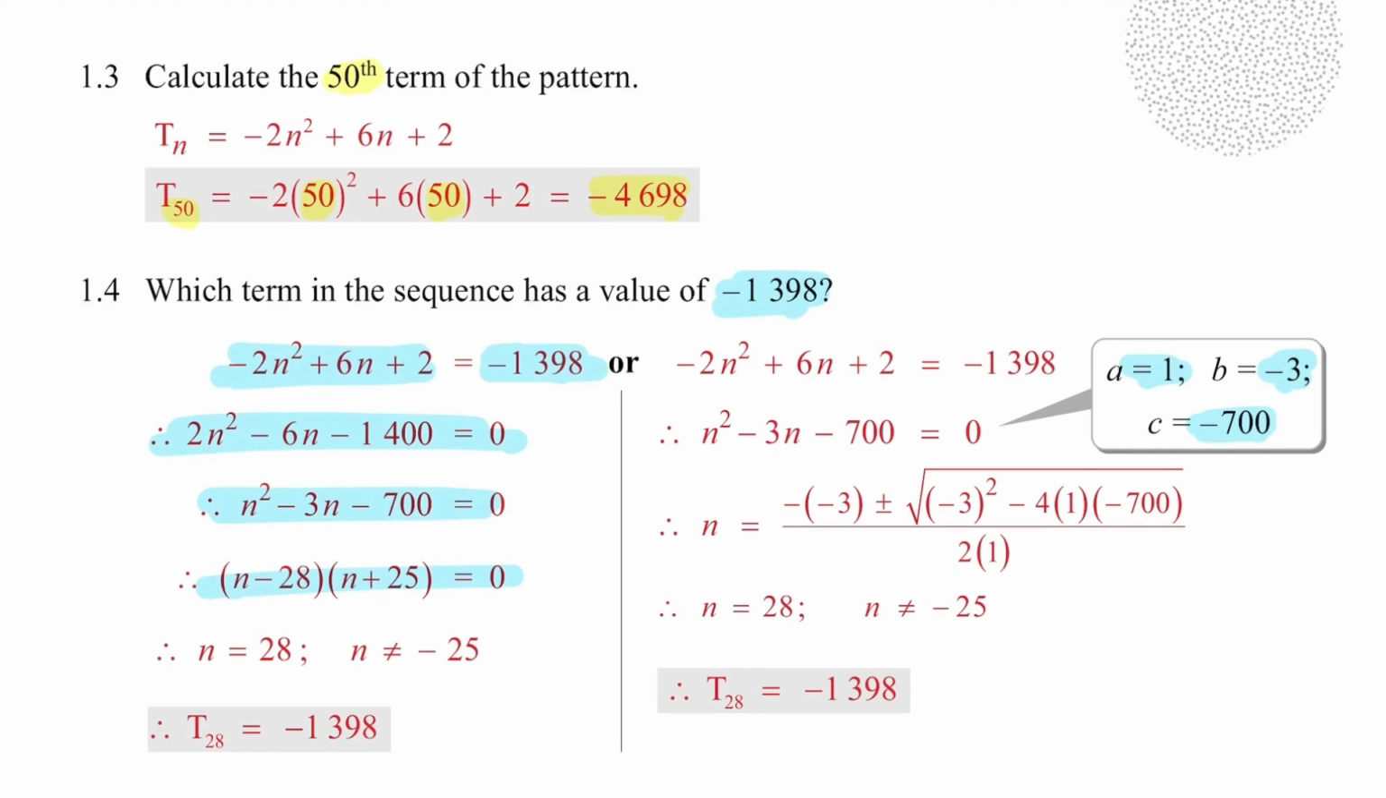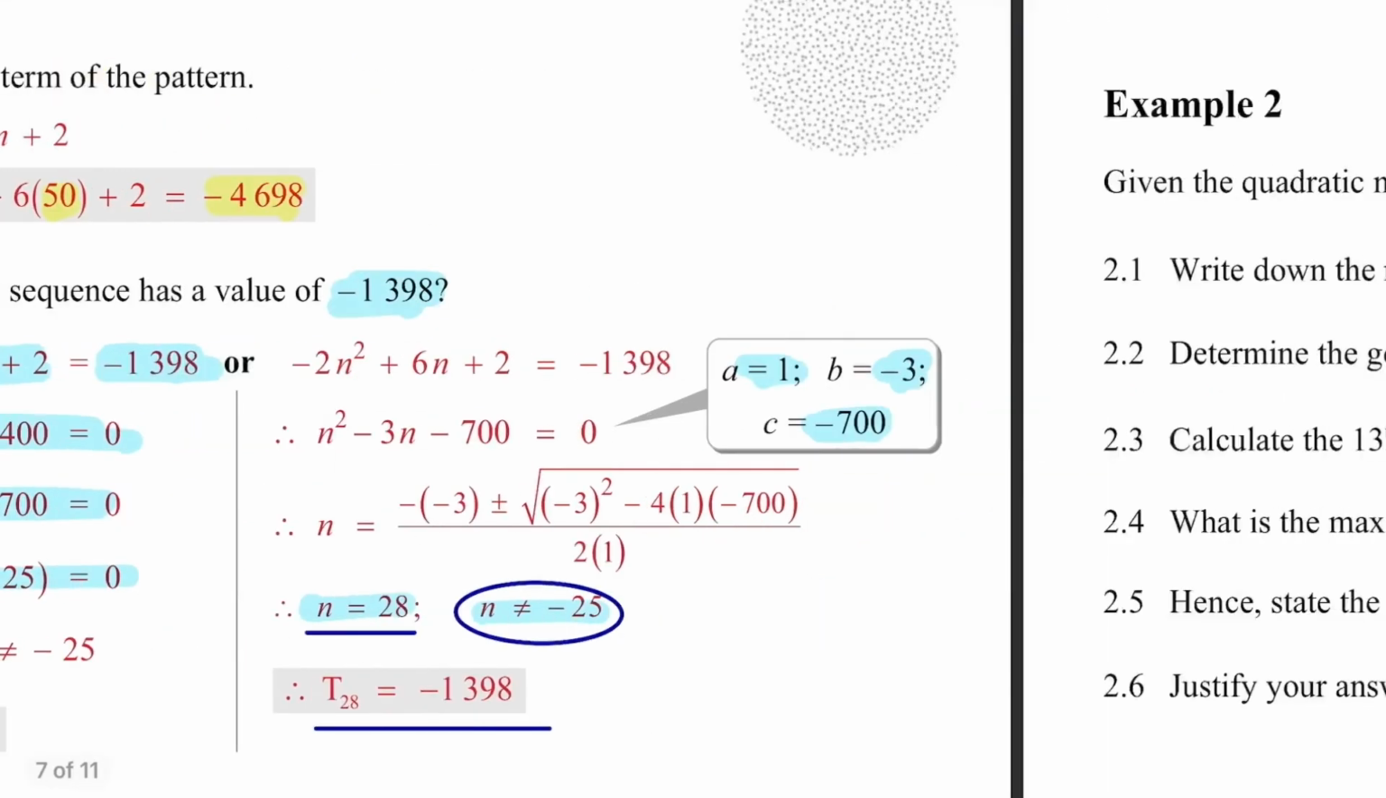Careful substitution into the quadratic formula will give us the exact same results of n equal to 28 or n equal to minus 25. In both cases, we need to show both answers, remembering to discard any negative or fraction answer. So the only result that we will end up with is n equal to 28, and from that we conclude that the 28th term has a value of minus 1,398.